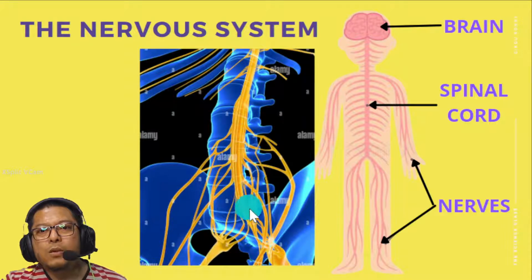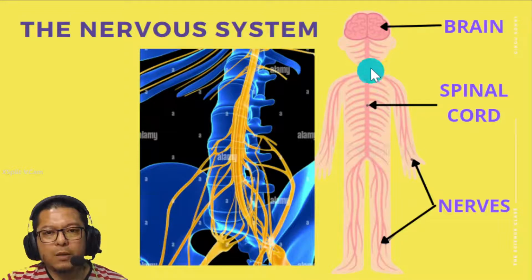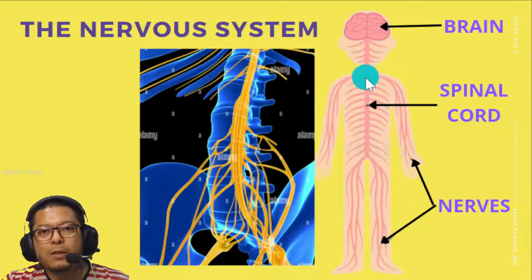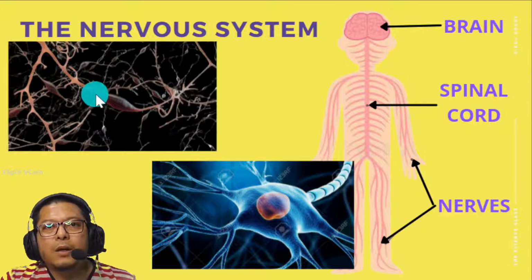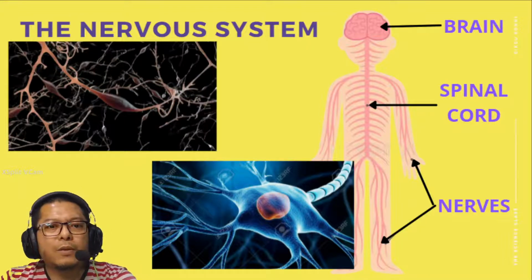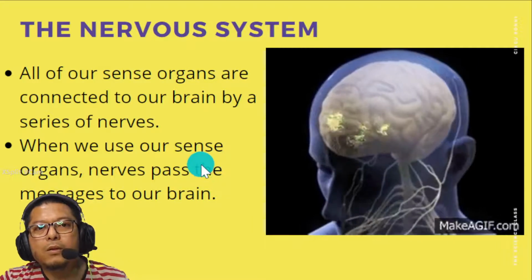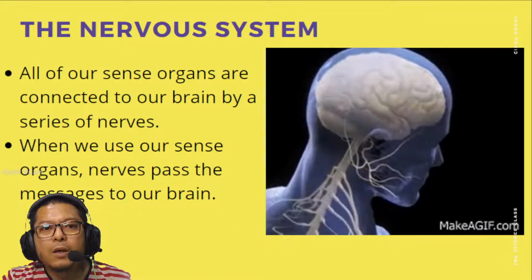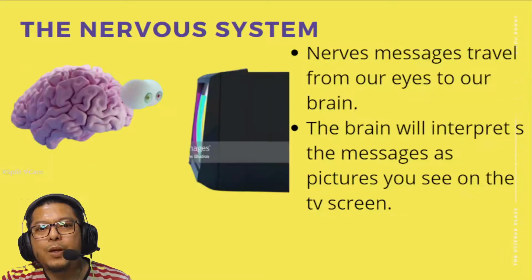And this shows our spinal cord is located in our backbone here, which links with our brain over here. It's a continuation from our brain. It's linked to our spinal cord. And then from the spinal cord, we have our nerves. And this is a microscopic view of our nerves. So the function is all our sense organs are connected to our brain by a series of nerves. When we use our sense organ, nerves pass the messages to our brain.